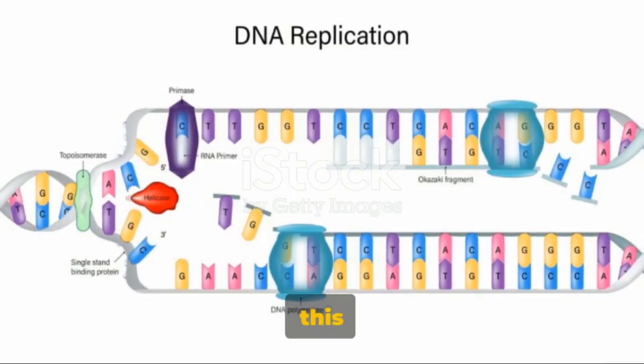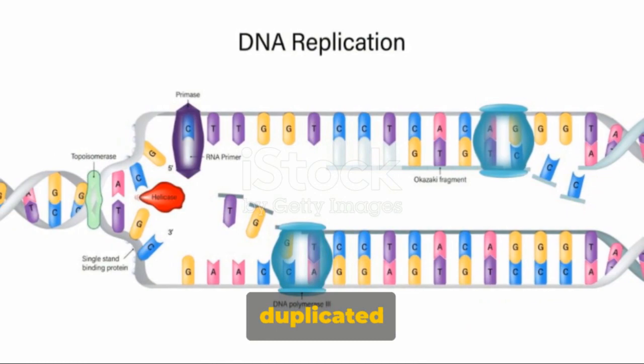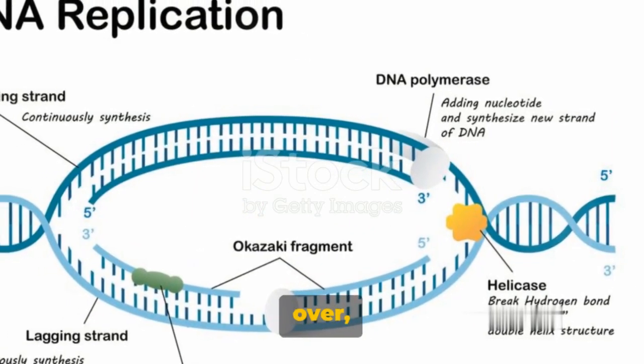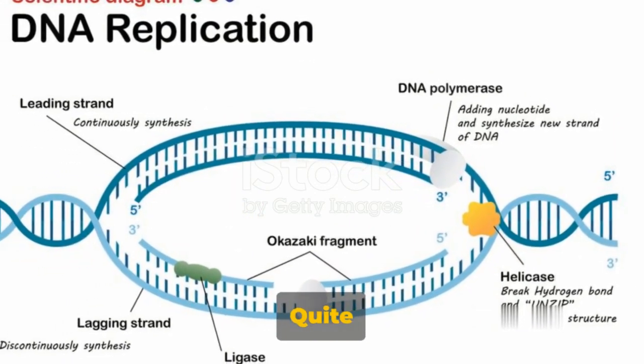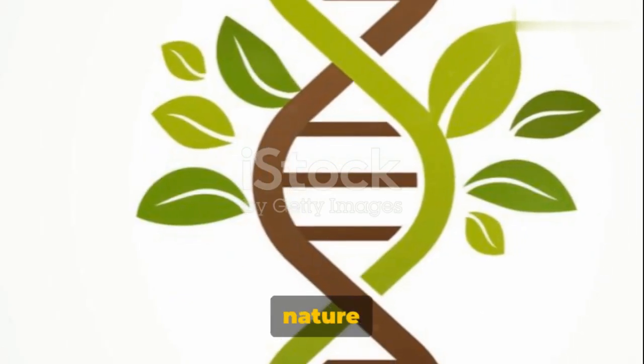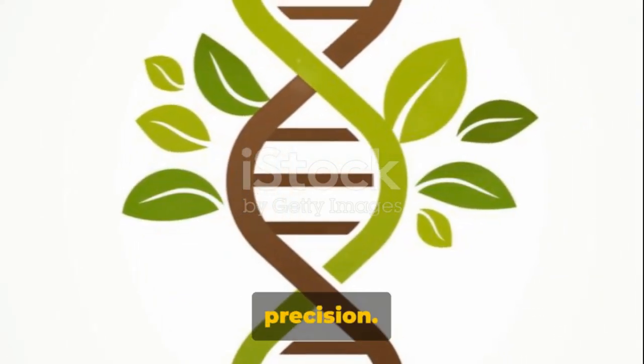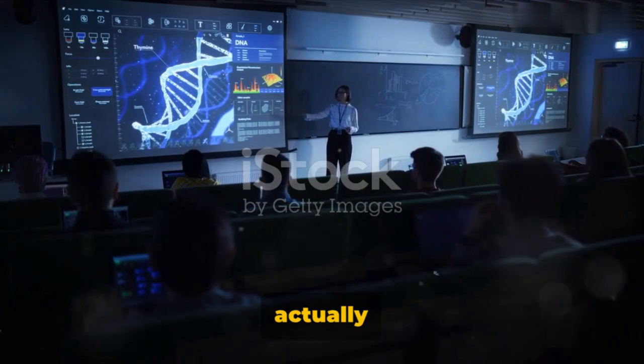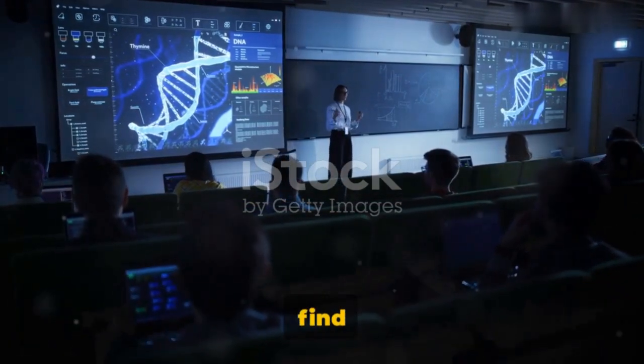Now, just imagine, this manual has to be duplicated flawlessly billions of times over in every single cell. Quite a task, right? Yet, nature pulls it off with remarkable precision. So how does this process actually work? Stay tuned to find out.